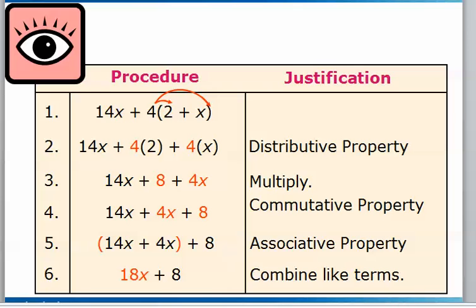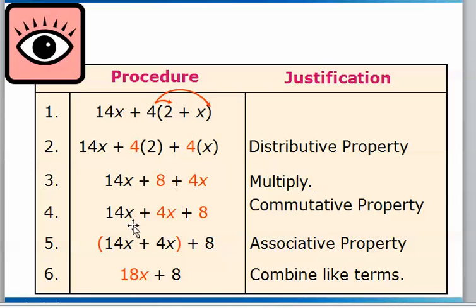There are justifications and procedures that you can follow. So if I gave you this problem and I said, what led you to statement number 2, you would say, well, I used the distributive property. Then from step 2 to step 3, notice how everything stayed the same except right here, I multiplied 4 times 2. So what did I do? Well, I simply just multiplied.